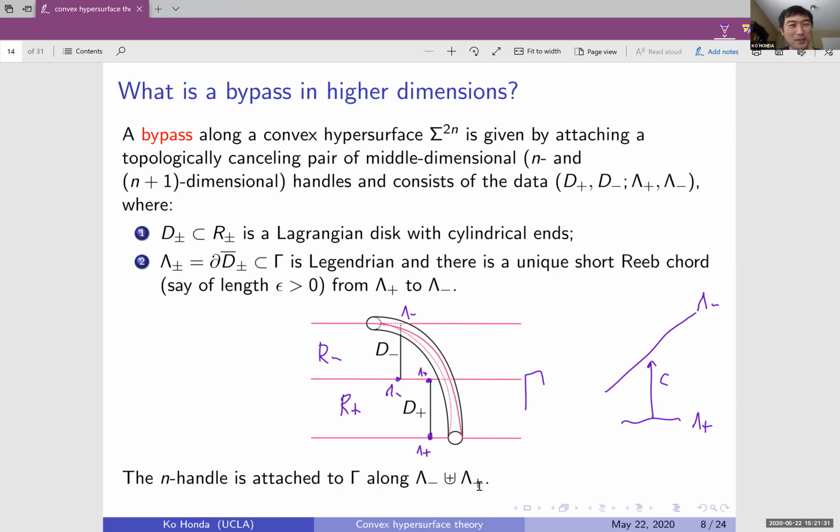One thing is that I never remember which one's which. If you look from above, there's a lambda minus and a lambda plus, and it's resolved in one of the two ways. Let's just decide, for the time being, that it's resolved like this. There's a particular way of resolving, and I can't remember. So the n handle, in this dimension, means these two intersection points cancel, and then there's one here and another point here, and the n plus one handle, in this case, is attached along these two orange things.